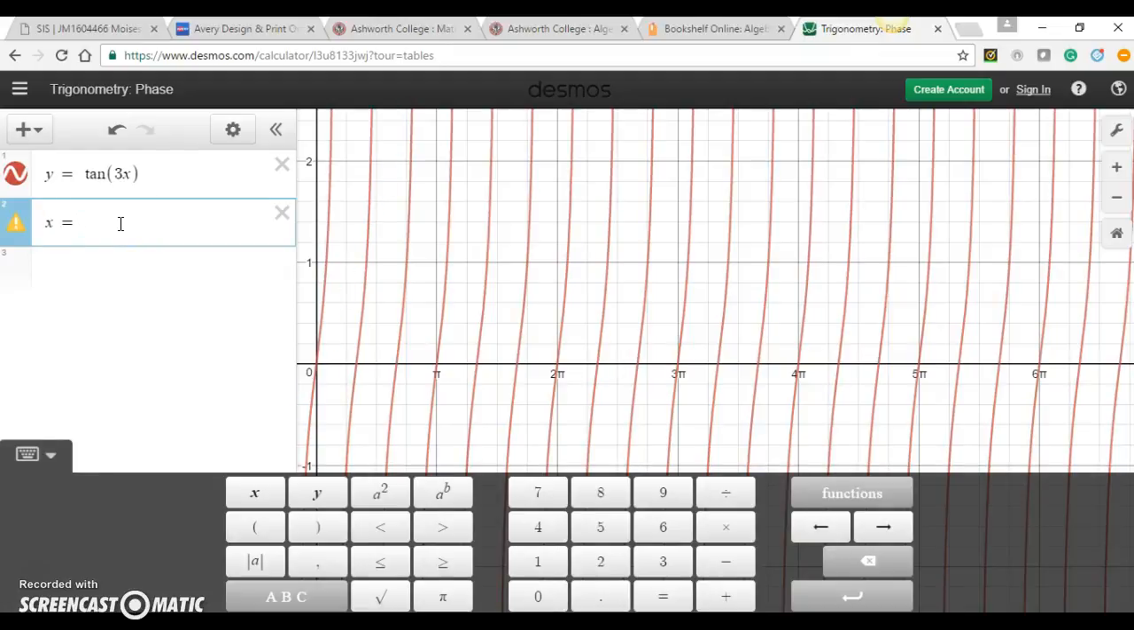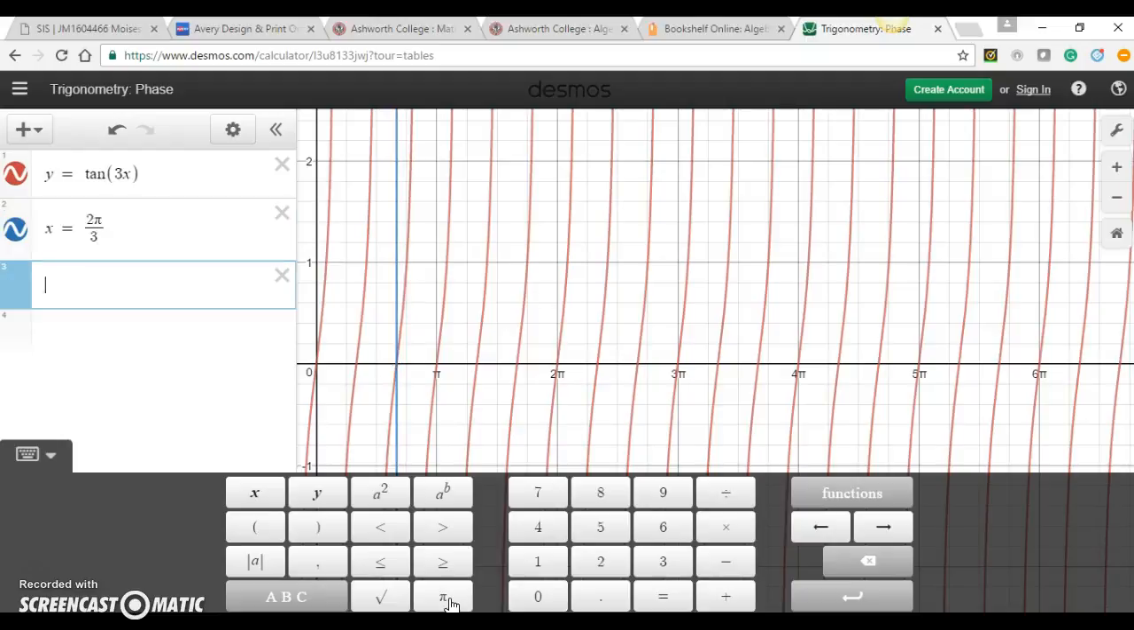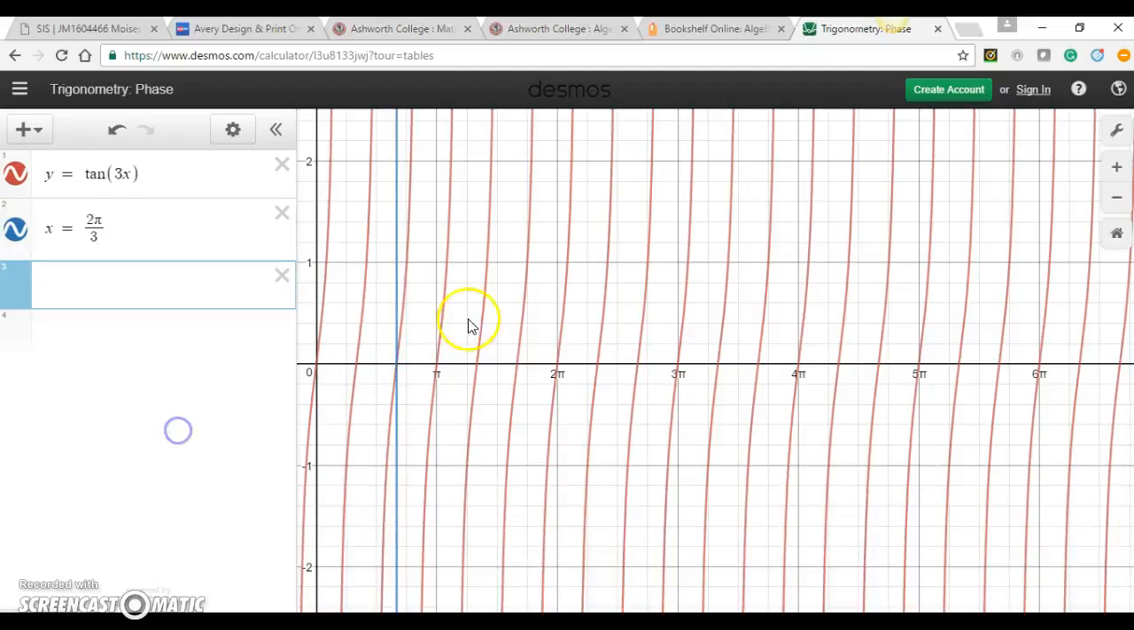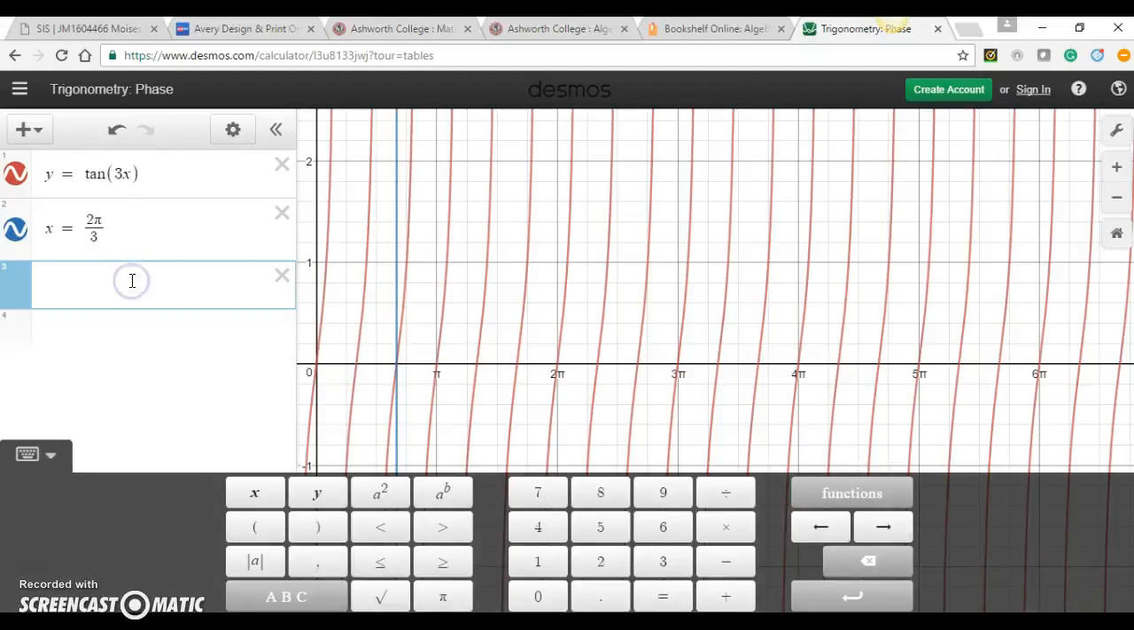X equals 2 pi divided by 3. So there is one of my, that's my barrier there. I know we could put another barrier, y, sorry, x equals 0. So those are my barriers.